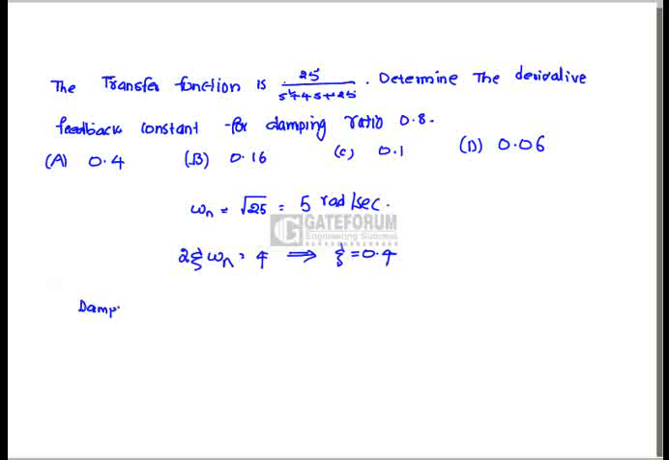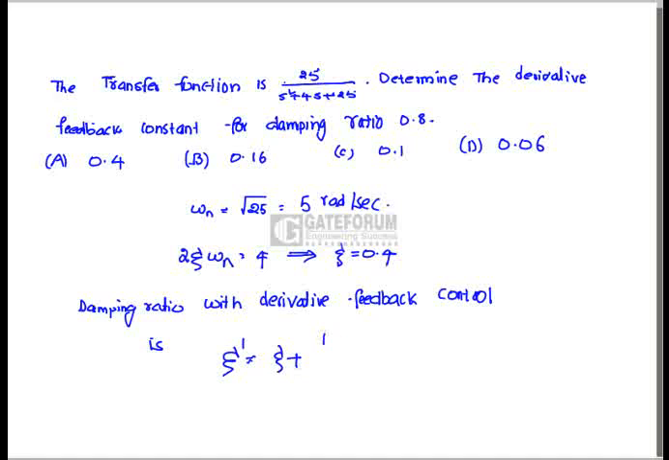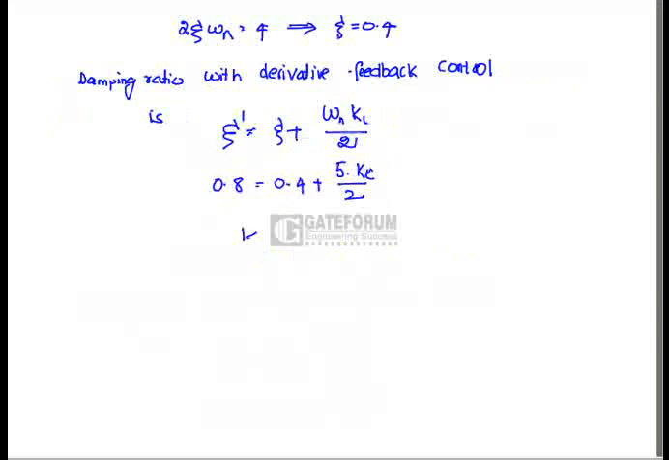Damping ratio with derivative feedback control is zeta dash equals zeta plus natural frequency omega n times derivative feedback constant kt divided by 2. If we substitute the above values, 0.8 equals 0.4 plus 5 into kt divided by 2, so kt equals 0.16, which is option B.